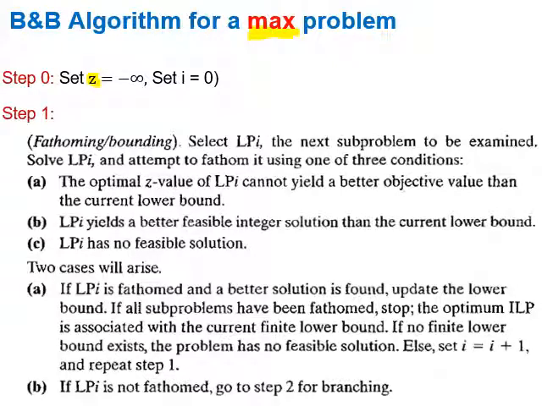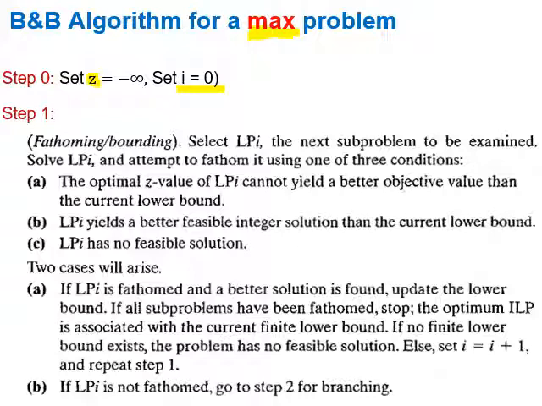I will talk about this later. If it was a minimization problem, then you would start with plus infinity. So initially, since we don't have an integer solution, we set its value to minus infinity. And we set this index i, which will be a counter, to a value of 0. We start from this one. Then step 1 of the algorithm says that this step makes fathoming or bounding. Remember the example that we solved in the previous tutorial.